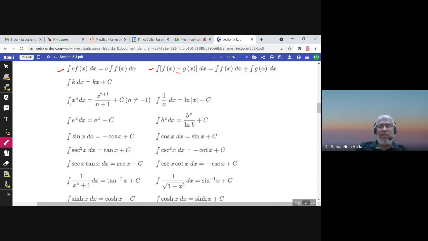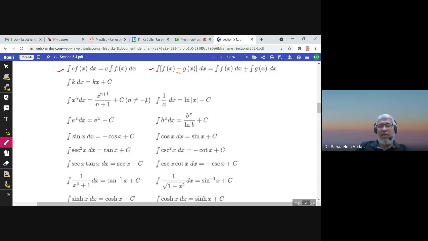What would be the integral of x to the power n? It would be x to the power n plus 1 over n plus 1 plus c. So we add 1 to the power and we divide by the power. But of course, n plus 1 cannot be 0. So n cannot be negative 1. Why is this formula correct? Because if you find the derivative of the right-hand side, you will get x to the power n. Okay.